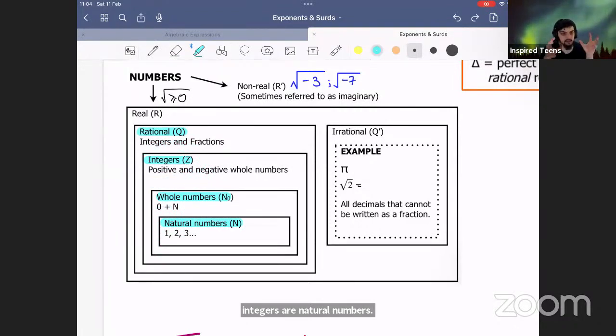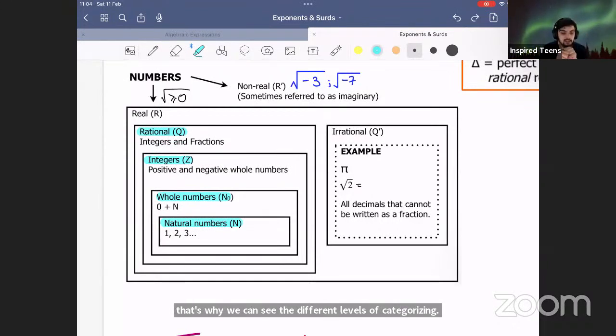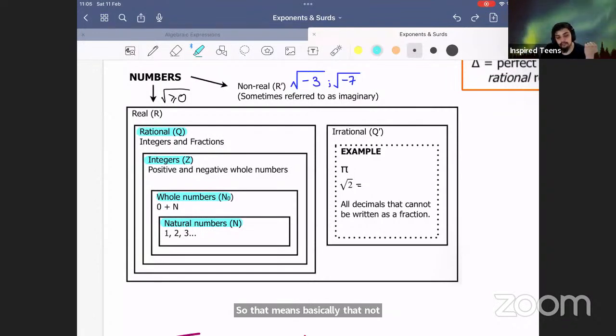We can see that within rational, we have integers. Within integers, we have whole. Within whole, we have natural. But within natural, we don't have rational. So not necessarily all integers are natural numbers, but you could find integers that are natural numbers as well.